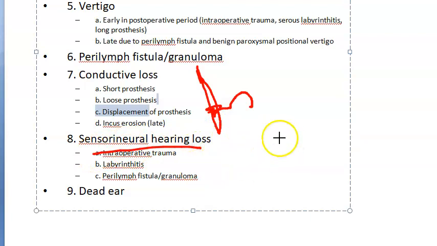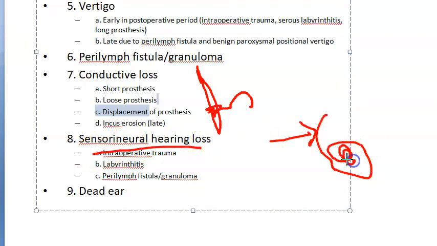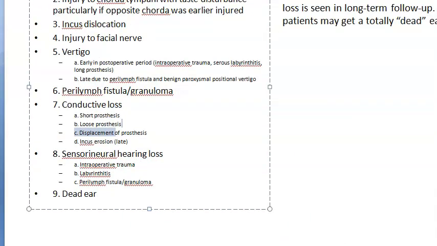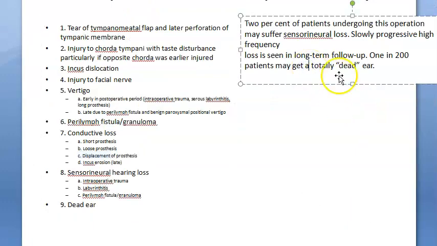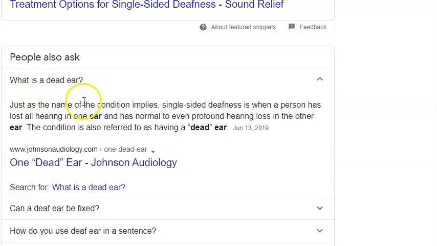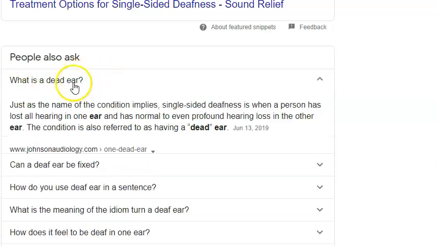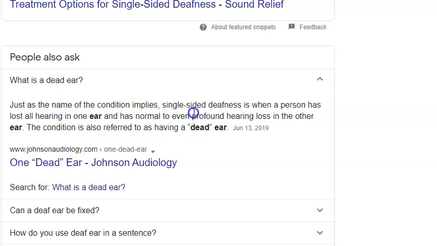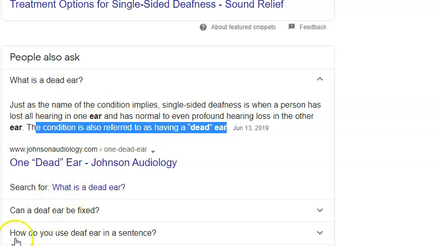Sensory neural hearing loss, why will they have? Because some post-operative trauma happened to your labyrinth, labyrinthitis, perilymph fistula, all that, and then dead ear. Finally, they are saying that is a complication. The ear is dead ear, totally dead. Do you think dead ear and deaf ear are both same? Deaf ear we can understand. What is dead ear? Single-sided deafness is when a person has lost all the hearing in one ear. So what is deaf ear then?